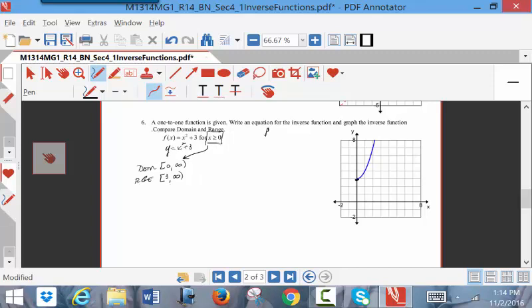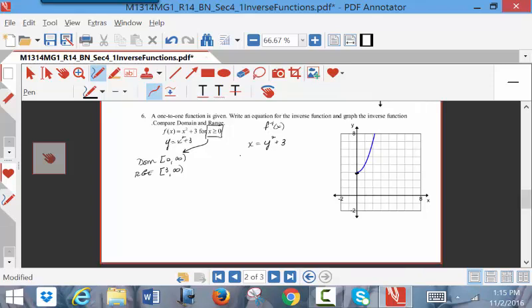Now let's figure out what the inverse function is. The inverse function says take your original equation where y is, put x, and where x is, replace it with y. That's my inverse. Where there was x, put y. Where there was y, put x. Now solve it for y. So I subtract 3. And now I take the square root. But remember, when we take the square root, we're supposed to put a plus minus in front of it.